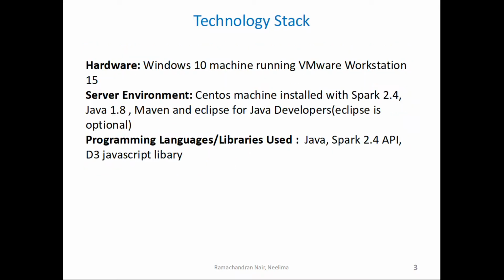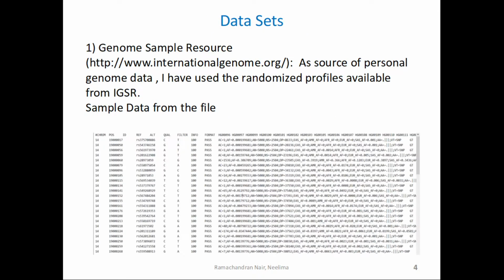So how did I go about it? The technology stack I used is what we have been using in this class. It's a Windows 10 machine which is running a VMware Workstation. I used it to create a CentOS machine with Spark, Java, Maven, and Eclipse. The programming languages I've used for this project are Java, Spark, and the D3 JavaScript library, which I have used to create HTML visualization files.